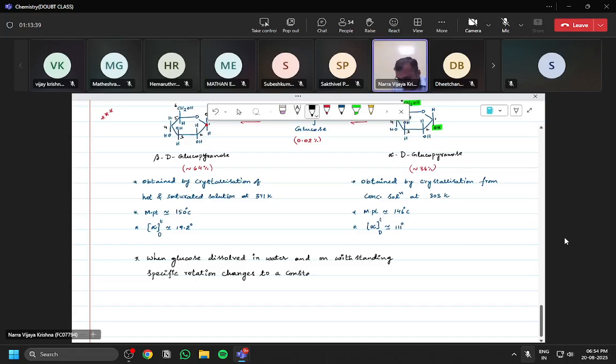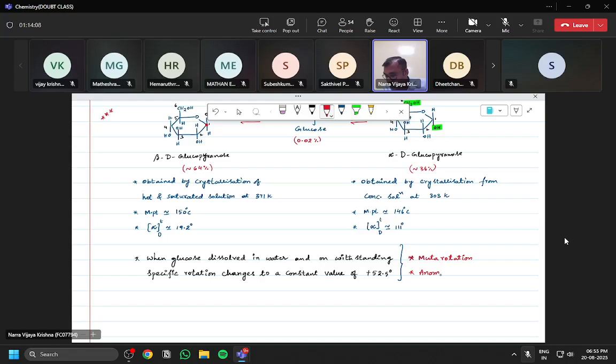To a constant value of 52.5 degrees, irrespective of whatever you have taken. We call this mutarotation, converting one form to another form. Or we also call it anomerization.